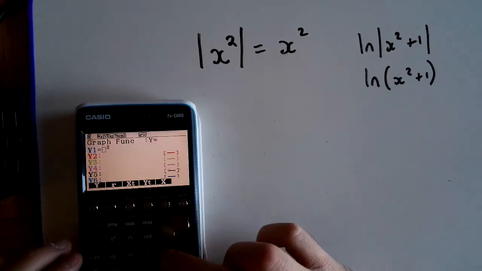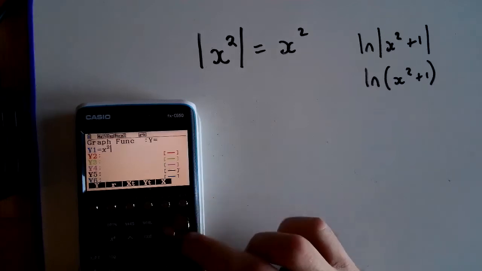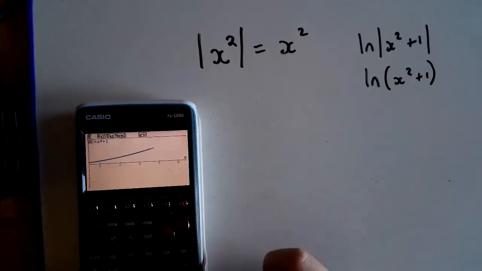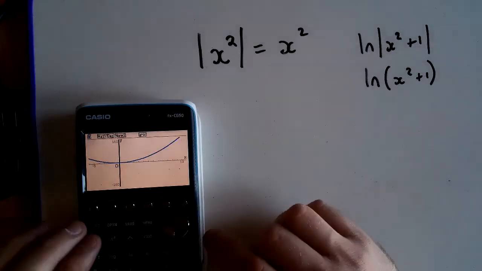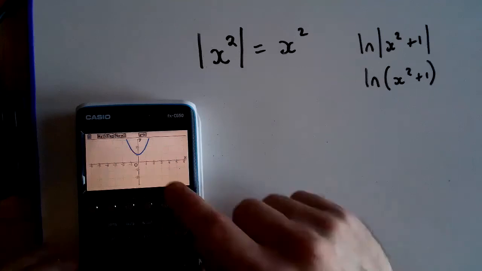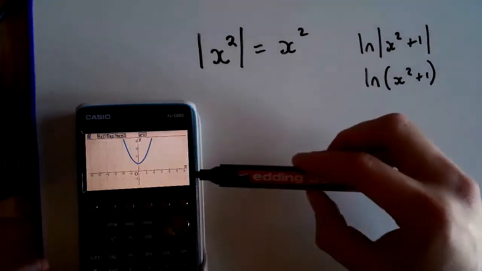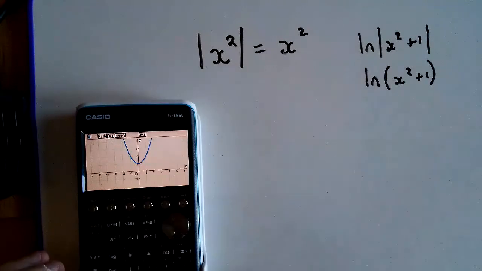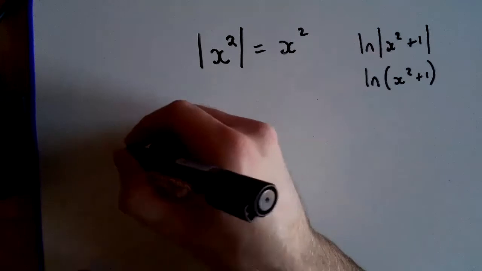x squared plus 1, draw it, and if I zoom out a little bit, you should see that it never goes below 0. So there's my 0 line, look, and then the graph never goes below it. So I don't need the modulus. So have a think about these functions here.